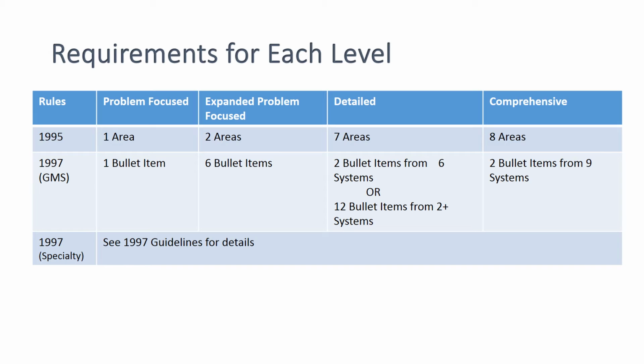For a general multi-system exam for problem-focused, you need really one bulleted item, usually examining whatever body area the patient came in to be evaluated for. And this is in contrast to a comprehensive examination, which needs two bulleted items from 9 organ systems.